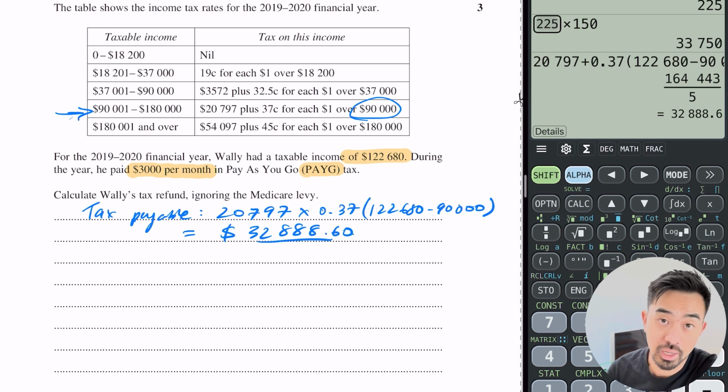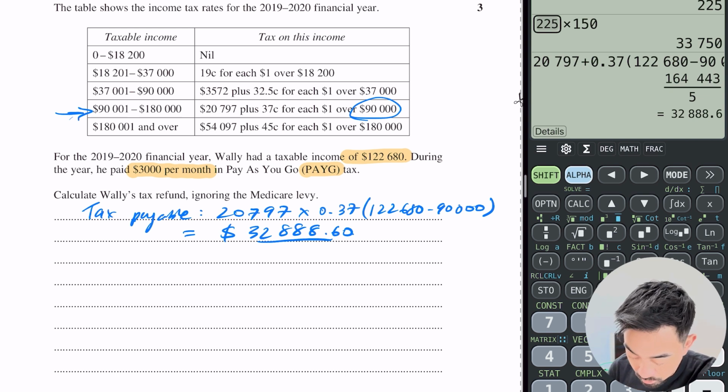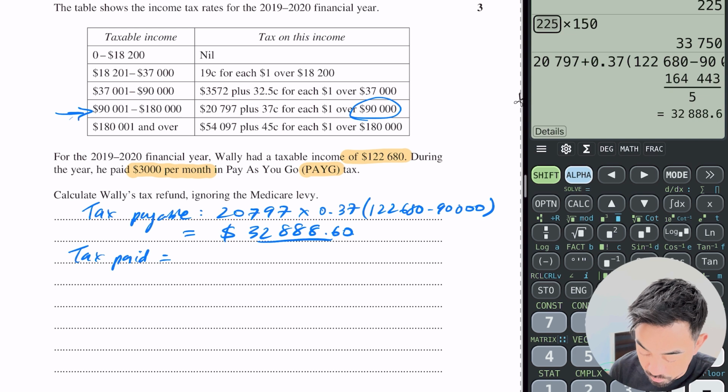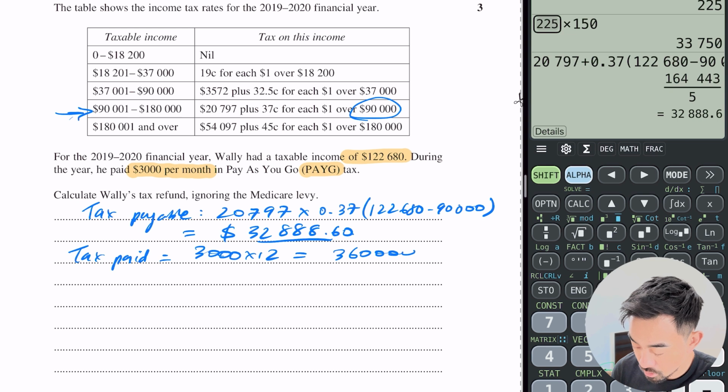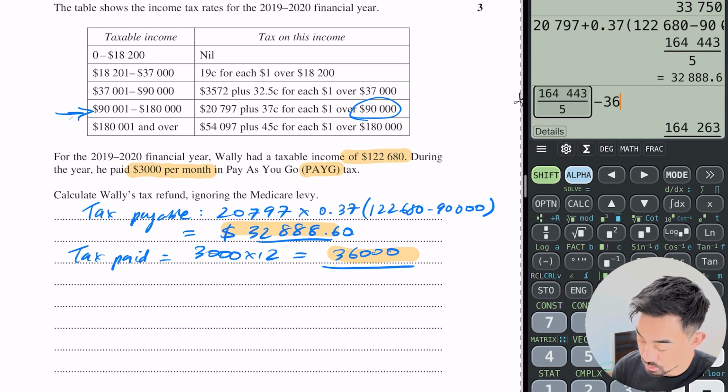Okay, so that's probably a good tip for your actual exam. If your number doesn't make common sense, you probably made a mistake, because it said the tax owed was more than his actual income. So just be careful of that. Okay, so that's his tax payable. How much tax has he actually paid using PAYG? So he's paid $3,000 per month, obviously for 12 months. That's $36,000. So the difference must be this, 36,000 minus his payable.